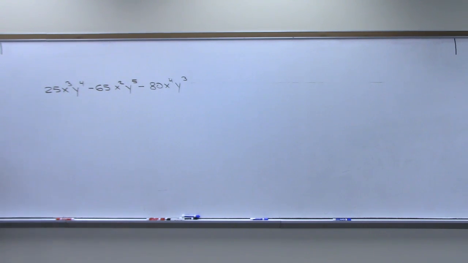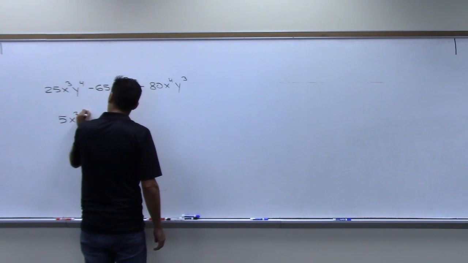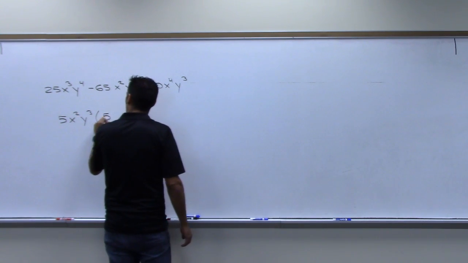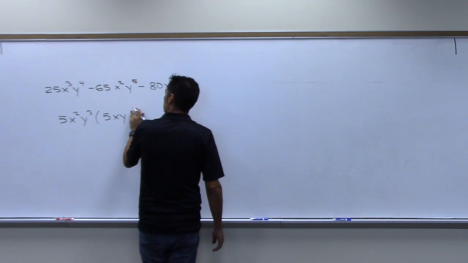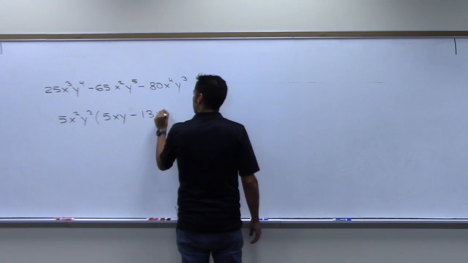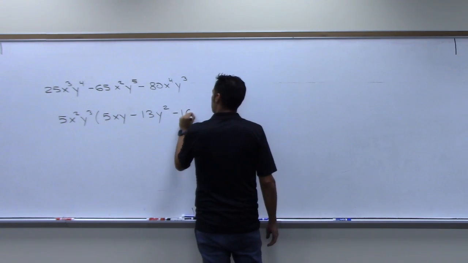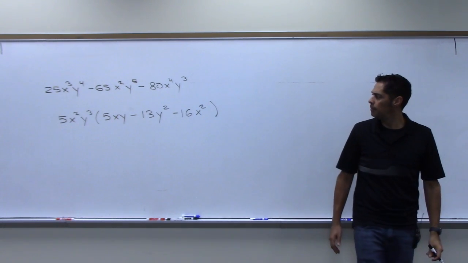So I'm just going to put the answer up here. I think it's 5x squared y cubed, right? And it's 5xy minus 13y squared, and then minus 16x squared. There it is. That's it right there.